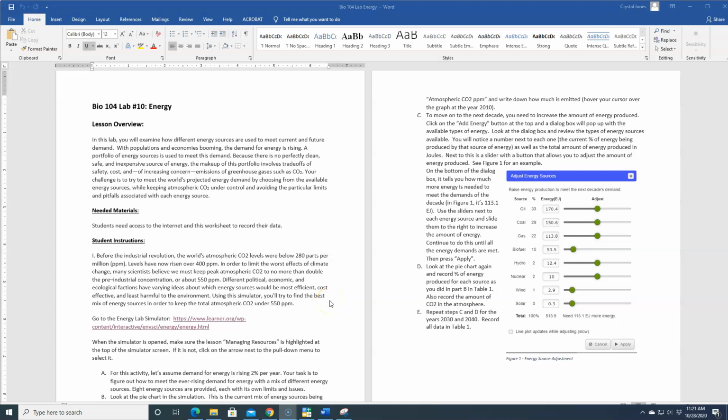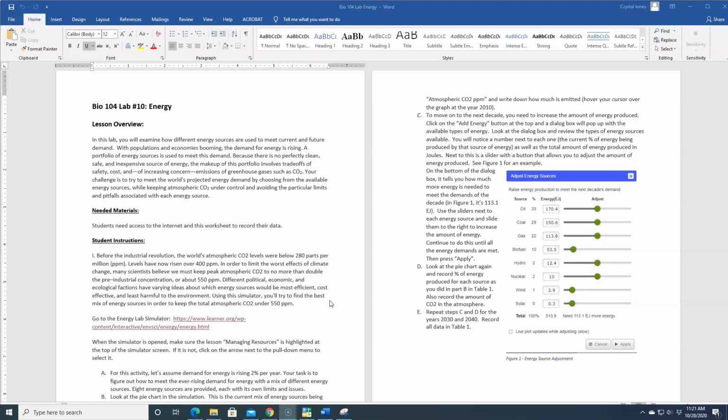Hi everyone. I wanted to quickly go over this week's lab, which is the energy lab. Just like we did a few weeks ago when we were talking about carbon emissions, this particular lab is focused on what is creating those carbon emissions.